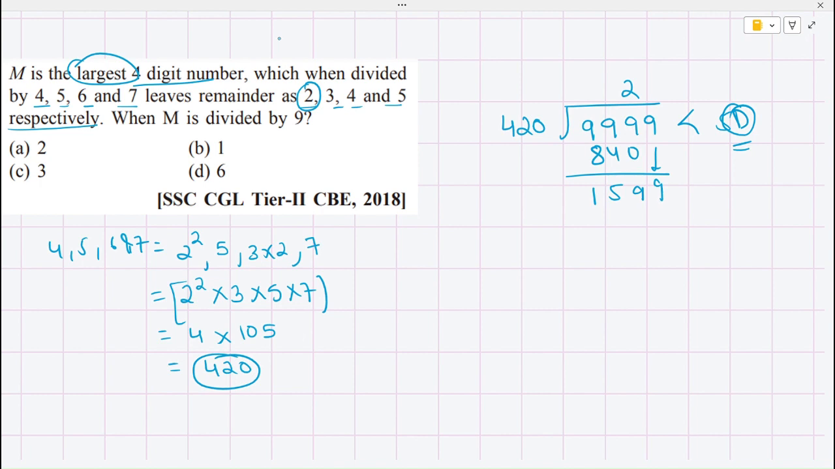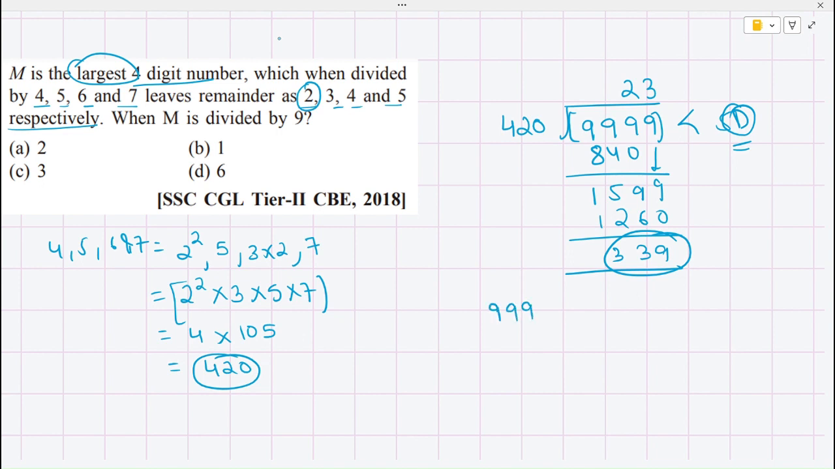Now we cannot do 4. We cannot multiply 420 by 4 because then it will go in the line of 1600 and we need a number lesser than this. So we multiply it by 3, which will give us 1260. So it will be 3 and 3. The remainder that we receive is 339, which means that we need to subtract this particular number from the largest four-digit number that is possible, so that this particular number completely divides the given number.